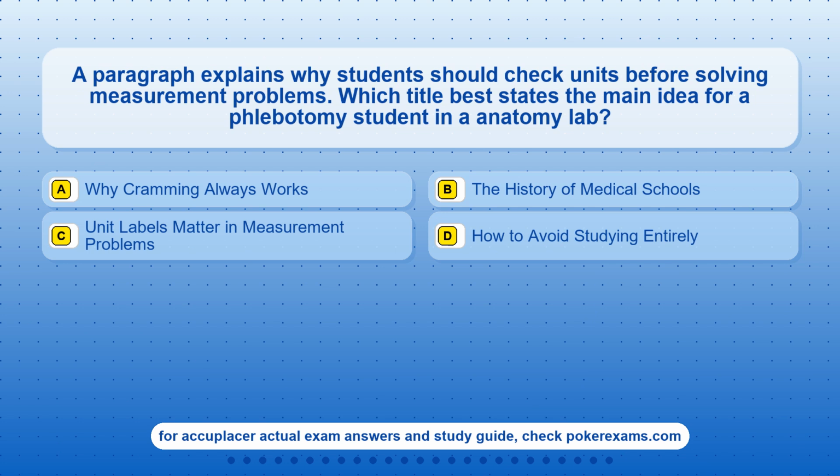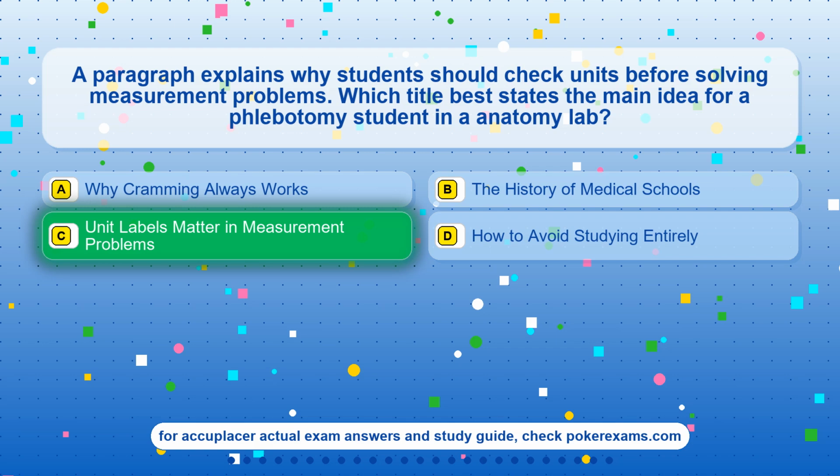Question 7. A paragraph explains why students should check units before solving measurement problems. Which title best states the main idea for a phlebotomy student in an anatomy lab? Option A. Why cramming always works. Option B. The history of medical schools. Option C. Unit labels matter in measurement problems. Option D. How to avoid studying entirely.